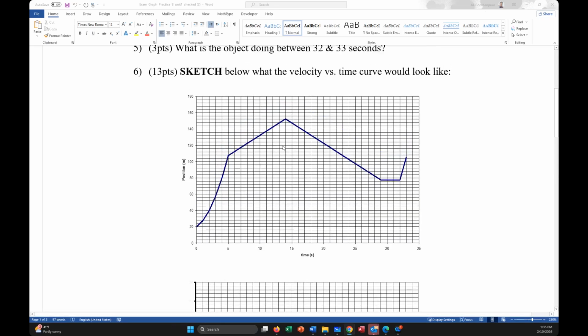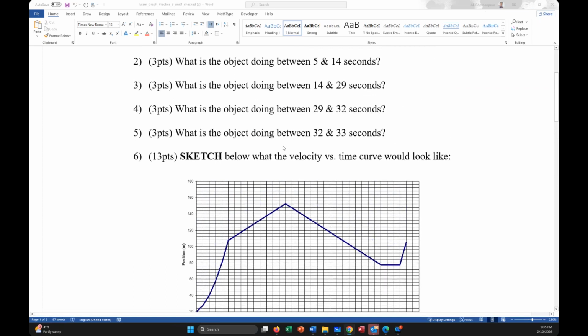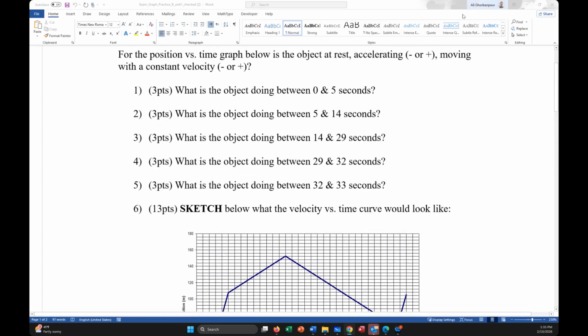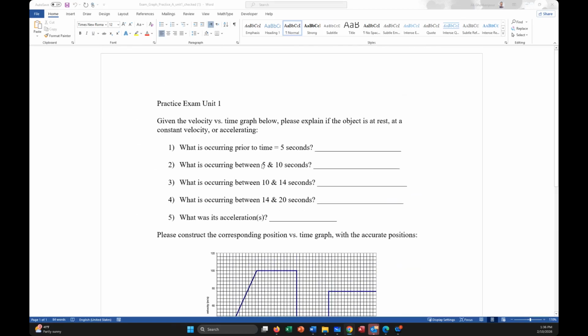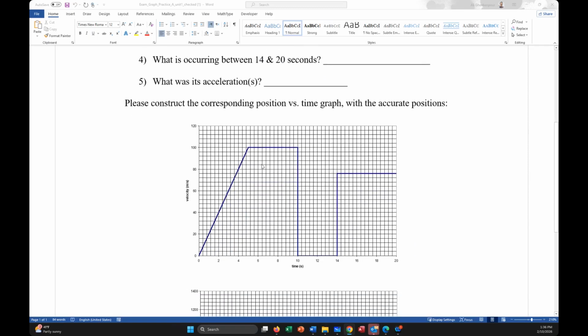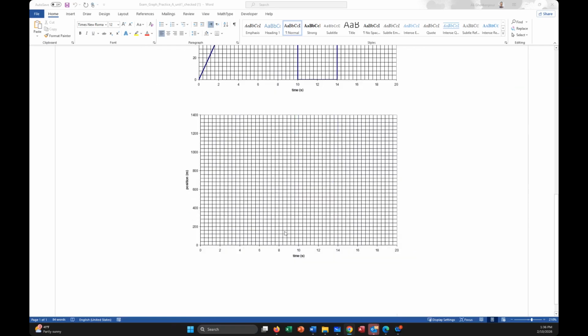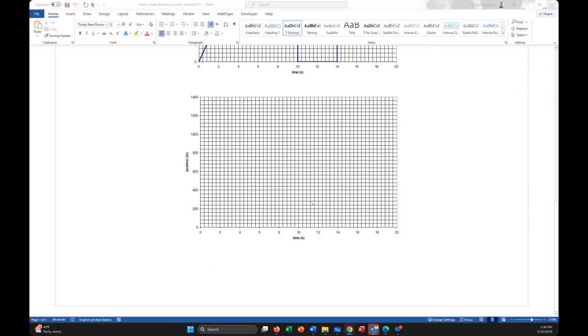Okay, so we can start the graph. There are two. This is the first one. We can start with this one. You have a graph of velocity versus time, and you are supposed to find the position versus time. I need to explain a little bit about how the graph is going to look.